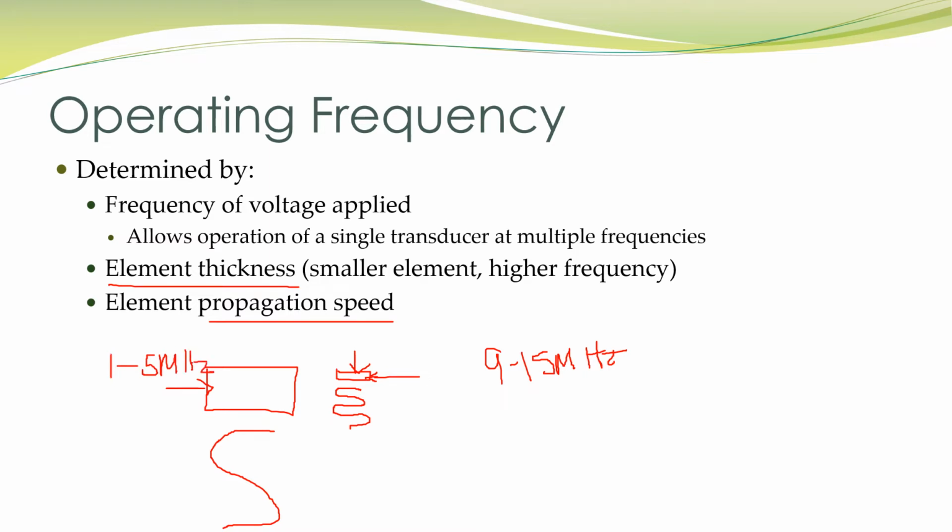Now that range of frequencies that's possible, 9 to 15 or 1 to 5, would be considered the bandwidth of that particular transducer. So the bandwidth of your transducer is written on the side of the transducer, and it tells you what frequencies you can operate it at. Now let's say that I'm using a 9 to 15 megahertz transducer that has all these very small little elements.